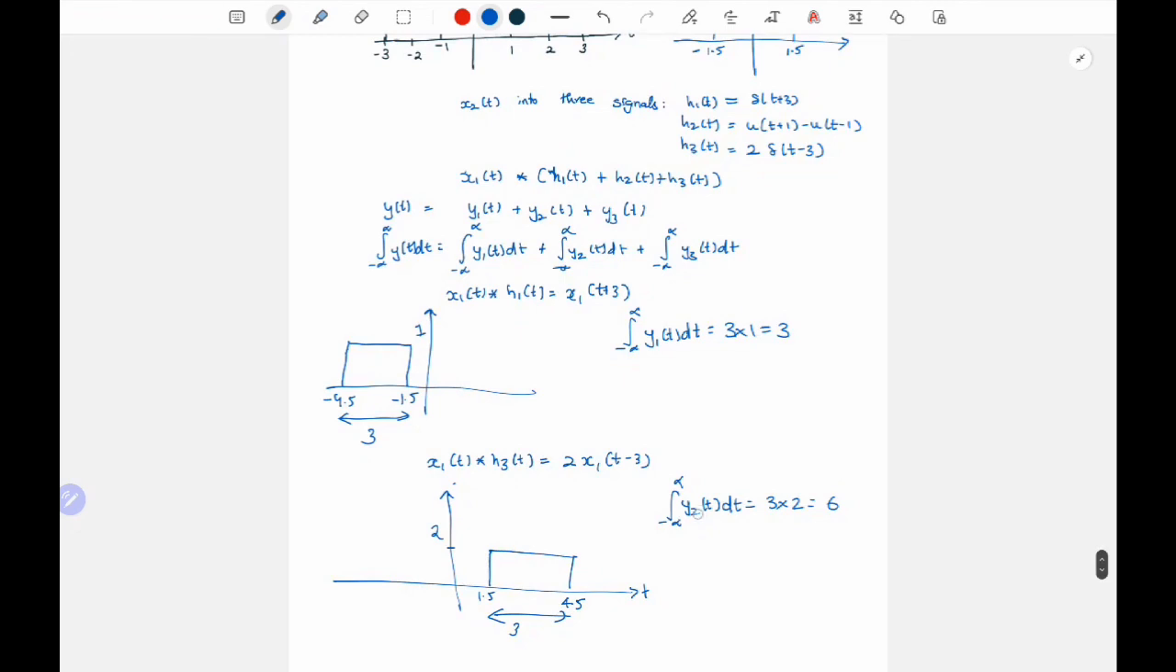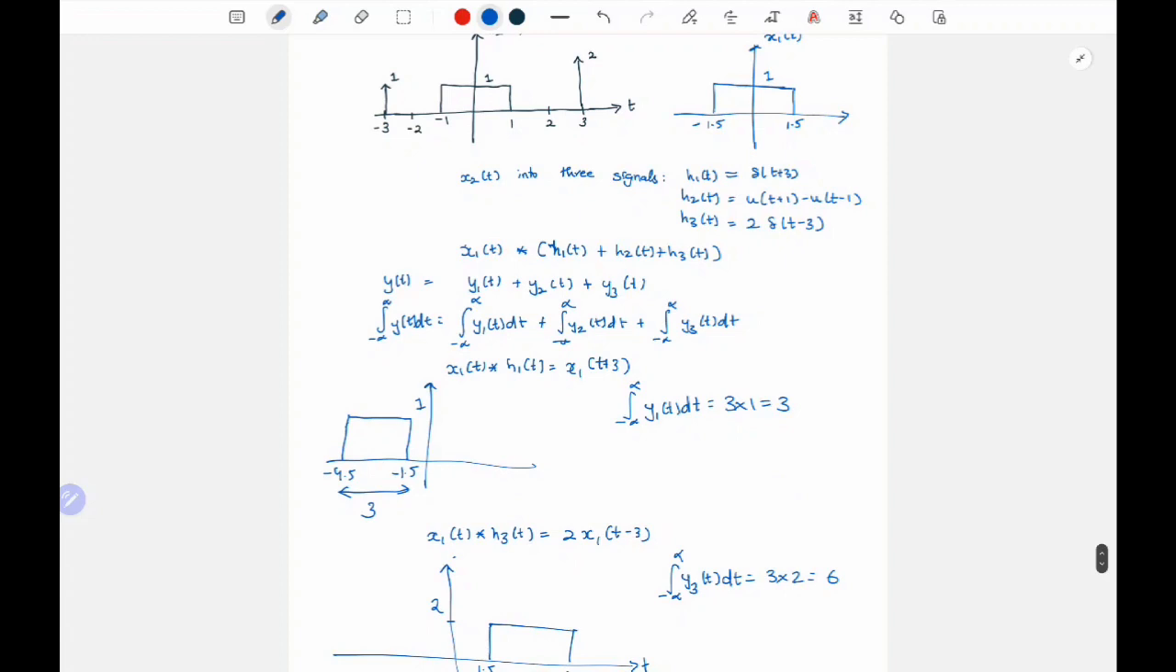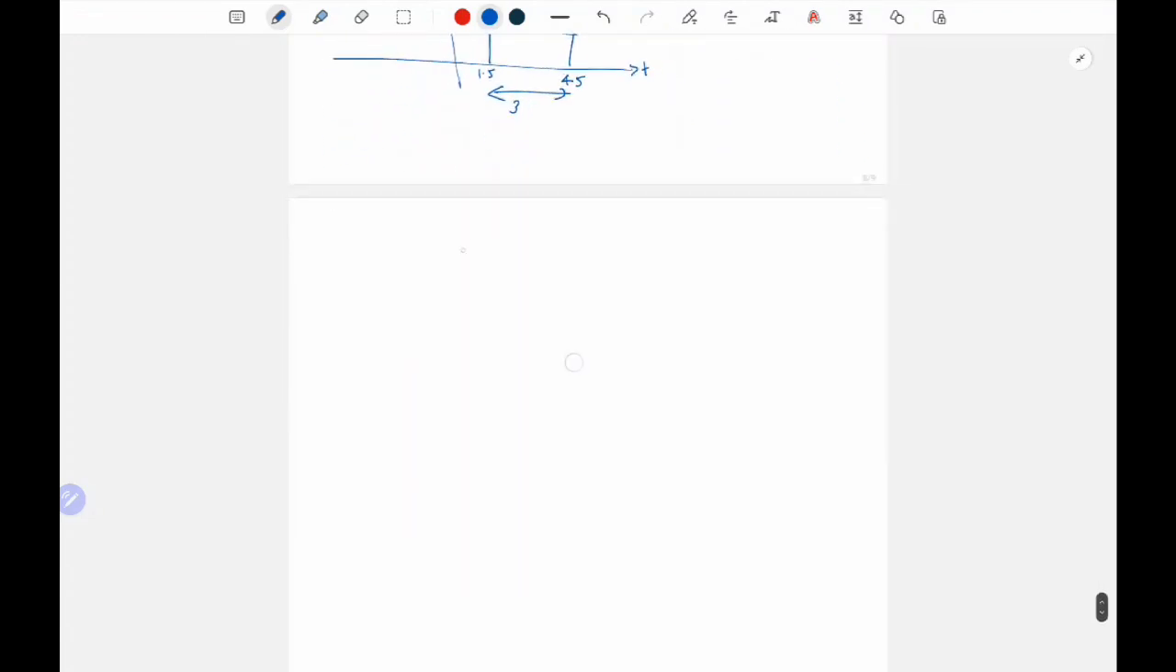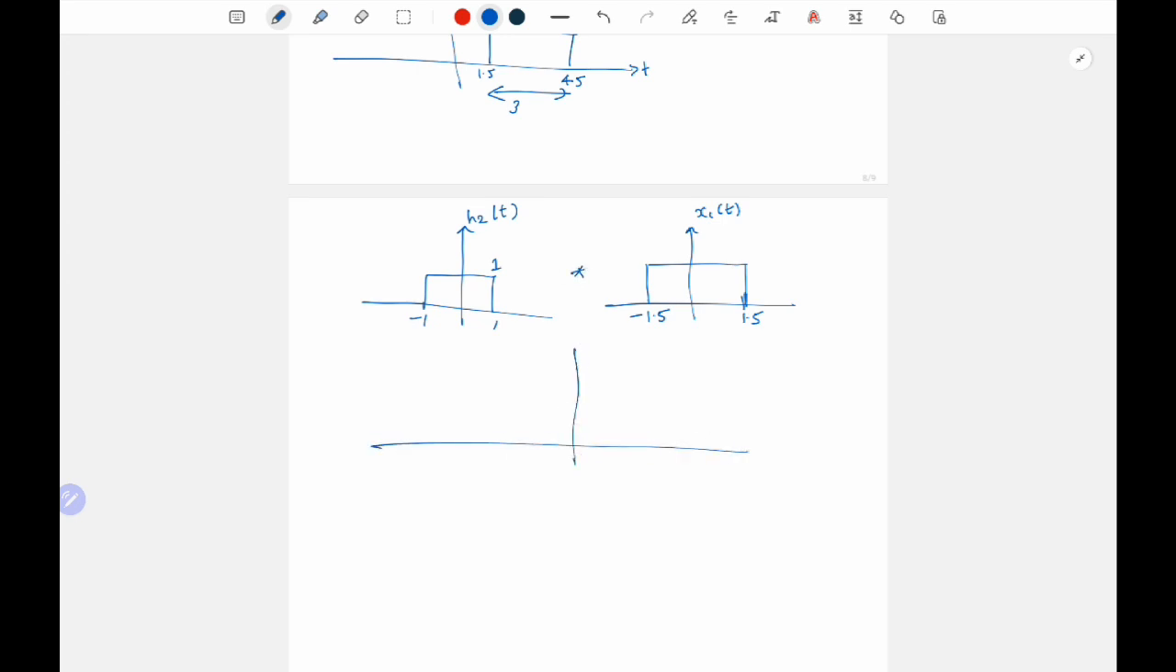Now let us find y3 of t, y2 of t, sorry. This is y3. Let's find y2 of t. So we have h2 of t, from minus 1 to 1. And we have x1 of t, which is from minus 1.5 to 1.5. So in the lectures, we actually saw a derivation for these kinds of signals, right? When we are convolving two rectangular pulses.